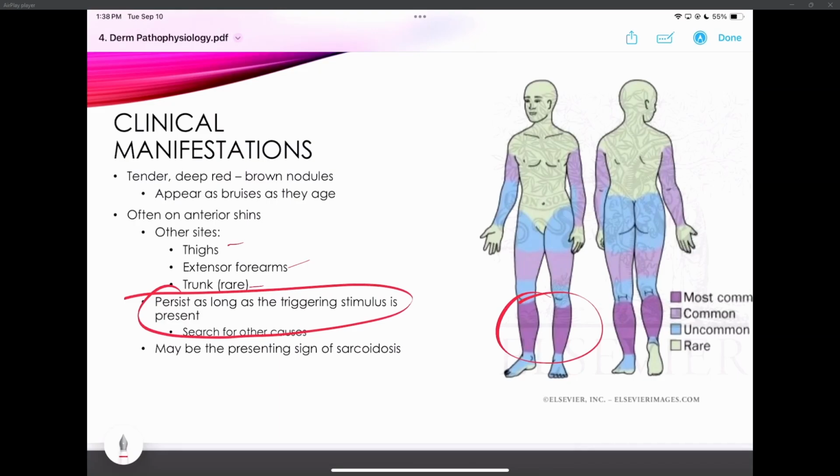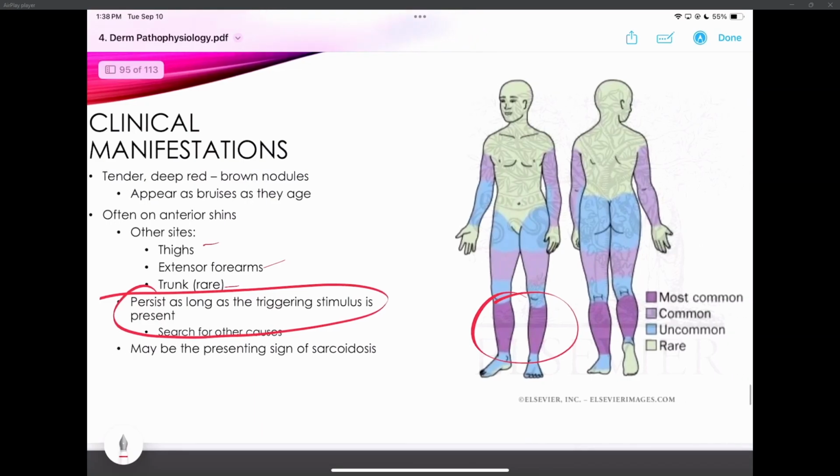Another interesting thing about erythema nodosum: it may be the presenting sign for sarcoidosis. We mention sarcoid a lot. We don't really get into it, but we kind of mention it throughout different things. Oh, sarcoid would do this, sarcoid would do this. You will learn all about sarcoidosis, don't worry. But this is one of the causes we have to kind of get through.